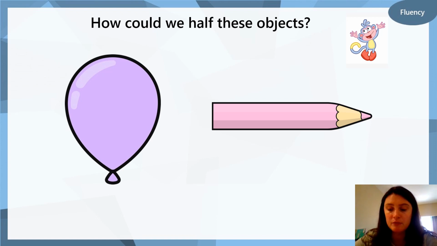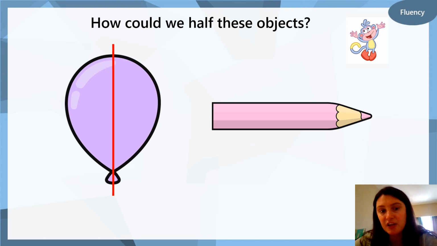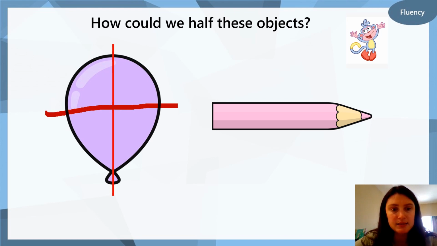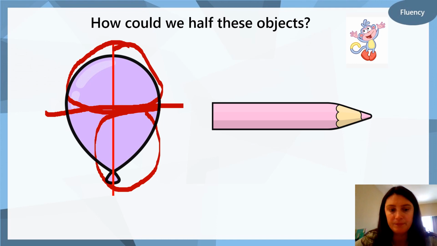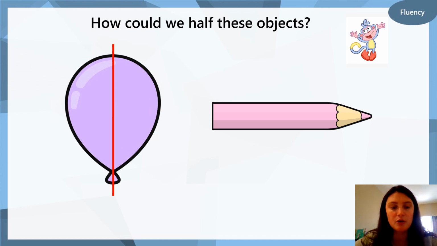So the balloon, we half it going down. If we half the balloon going across, like this, is this side the same as this side? No, it would not be. So we will half the balloon going down. How about the pencil? How do you think we'll half the pencil?